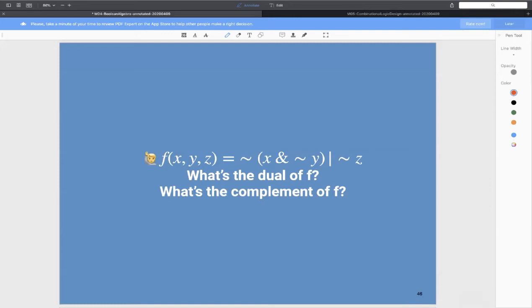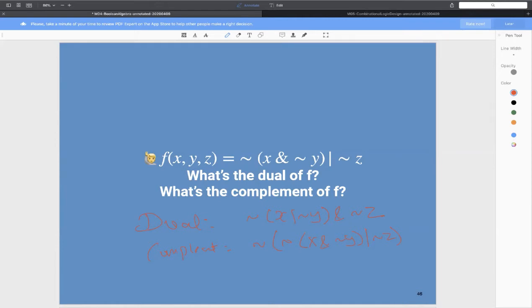So let's again look at this thing. What's the dual of this function? Anyone help me out, please? Not X or not Y and not Z. Good. What's the complement of f? Well, the complement of f is not of (not x and not y or not z). So that's one way I could do it. I literally took the complement of the whole thing.